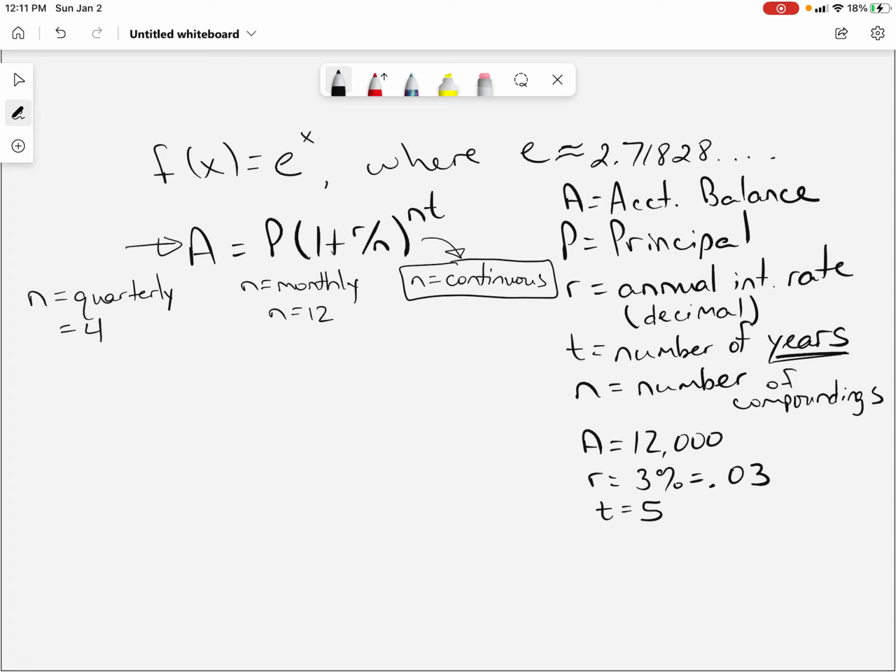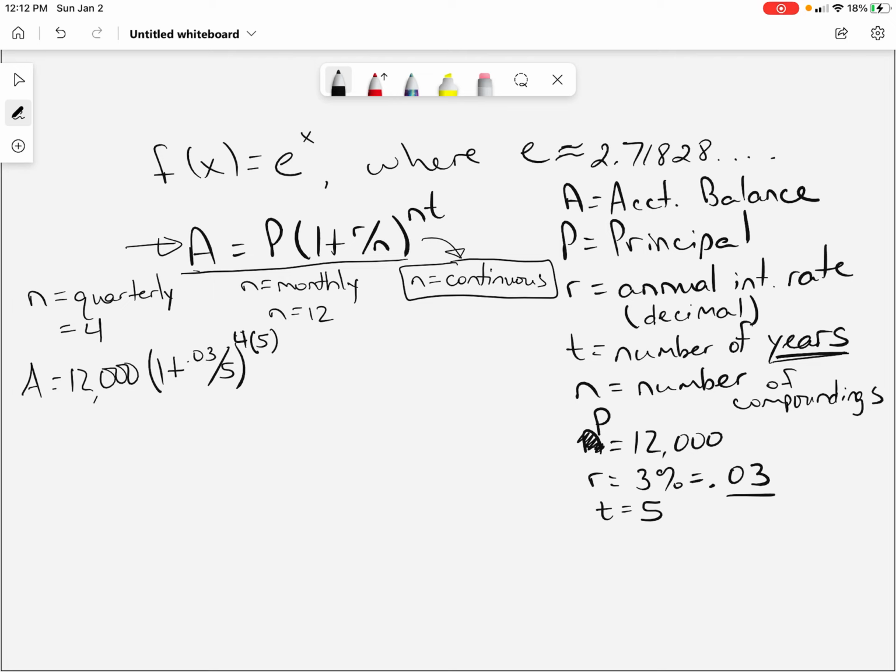Okay, so we take our formula and we plug in our given numbers. A is, I'm sorry, A is not 12,000. A is what we want to find. P is 12,000, the principal, the amount we put in. The account balance is what we're looking for. So A equals P, 12,000, times 1 plus r, which was 0.03, over n, and that's raised to the nt power. So that's n times t. In this case, our n is 4. And our t is still 5.